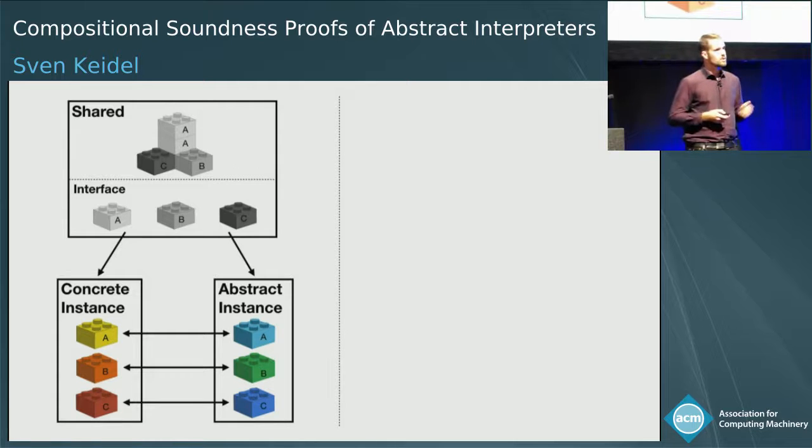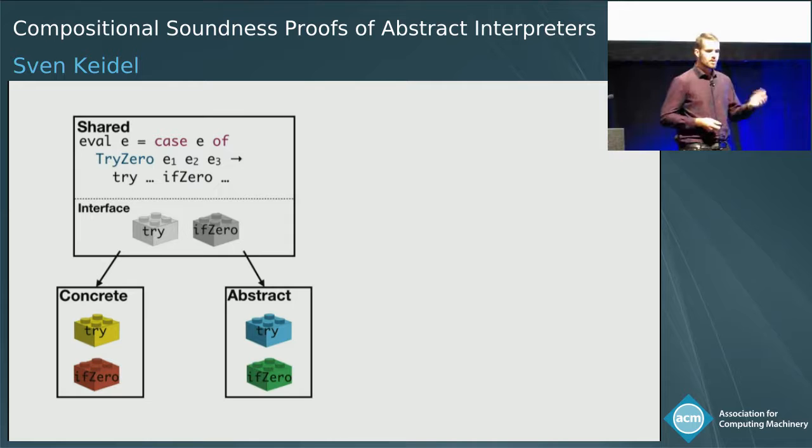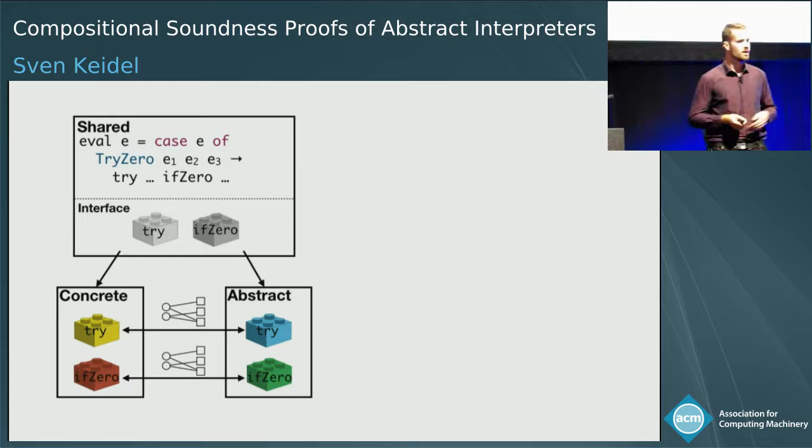So let's see how this works more concretely at the example of try zero from before. Of course, the idea of try zero is to capture the semantics of try zero with two operations. One is called try, which checks if something has failed to evaluate, and if zero, which checks if the number is zero or not. Then we can write two instances with two operations each, and then prove two separate soundness lemmas whose proof structures I've written on these arrows here.